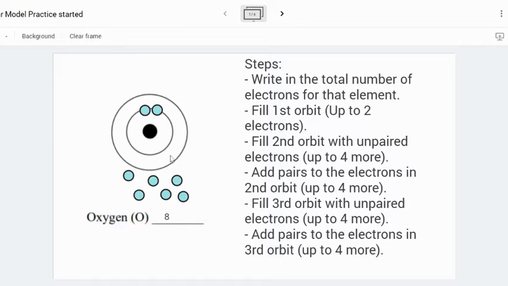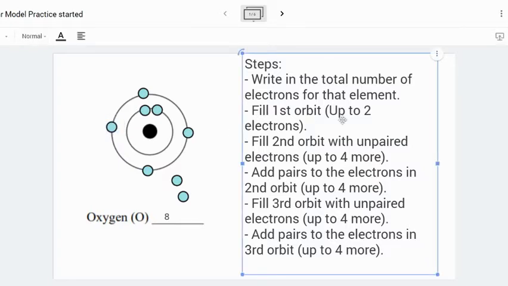Next, I need to fill the second orbit with unpaired electrons. It tells me I can do that with up to 4. I'm going to put my first one at the top. Since it says to put them unpaired, I'm not going to put the second one next to the first. I'm going to put it over on the side. Okay, then one on the bottom, and then one on the other side.